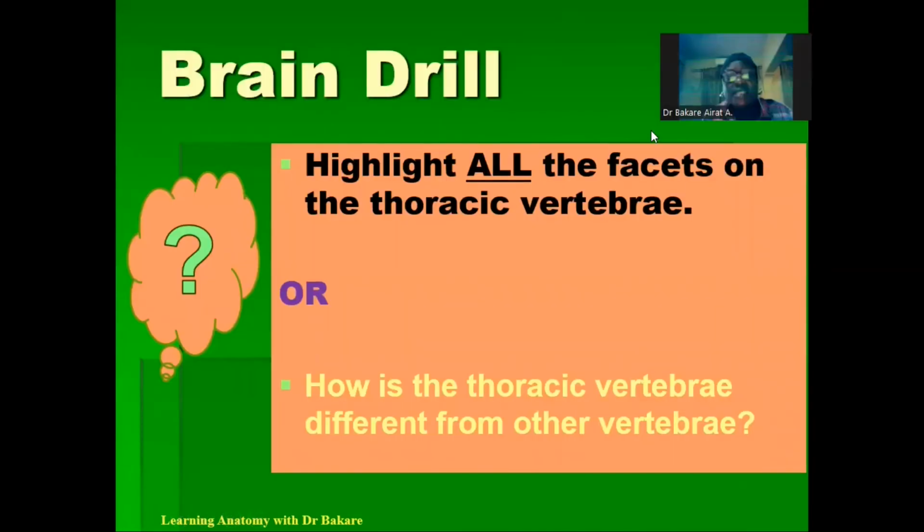So let's look at this brain drill. You may either highlight all the facets on the thoracic vertebra, or you may decide to establish how the thoracic vertebra is different from the other vertebrae.